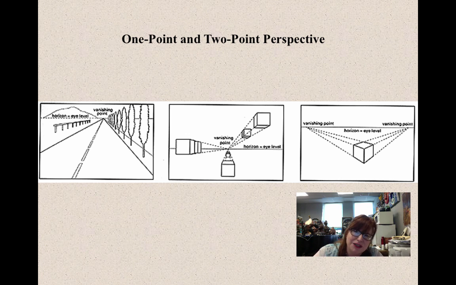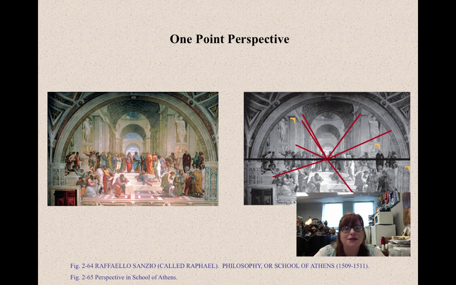How do artists actually use this? Okay, so this is a famous painting from the Renaissance by Raphael Sanzio, also known as Raphael. This is his Philosophy, or School of Athens, and it's often held up as a masterpiece of linear perspective from the Renaissance. This is one-point perspective, and he's trying to create the illusion of great space. He's also making commentary about Greco-Roman philosophers and the artists of his time.